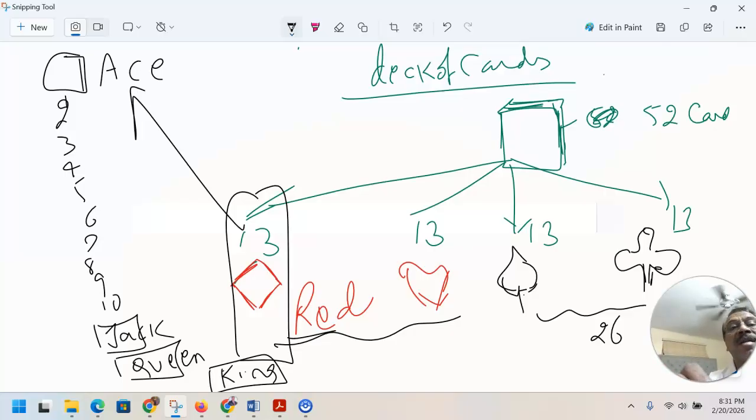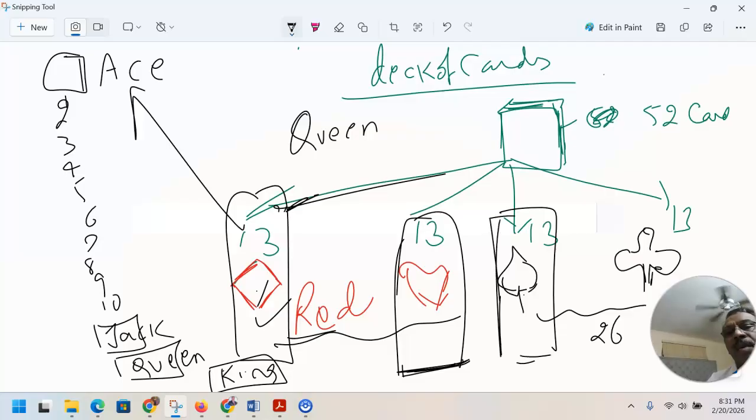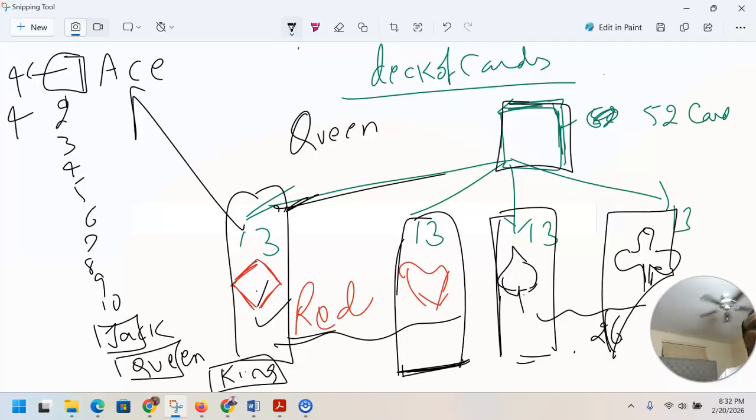So if the question is asked how many queens are there, you can see each of these suits has one queen. In the red there will be one, and here there will be another, the queen of hearts, or you can have a queen of spades or a queen of clubs. So like that, we can have four each, right? There are four aces in the whole deck of cards, and each one of them has four like this. So this is another thing you need to know.